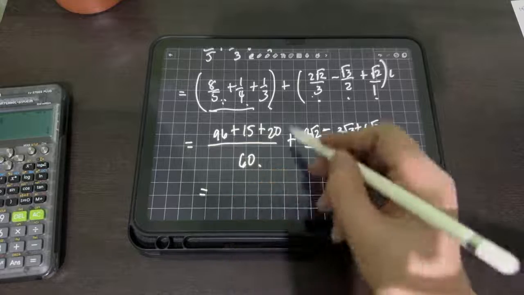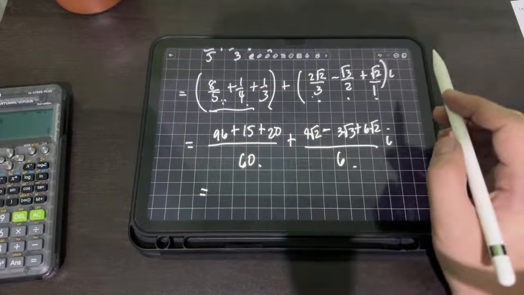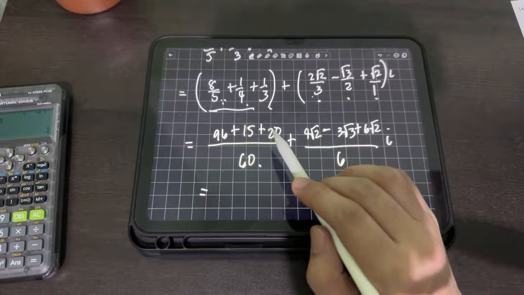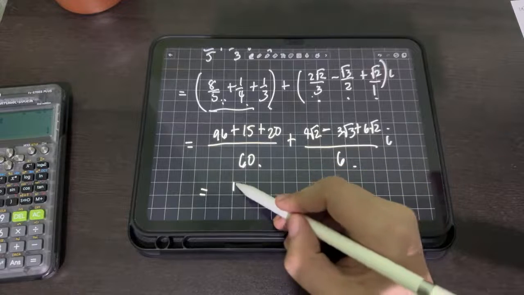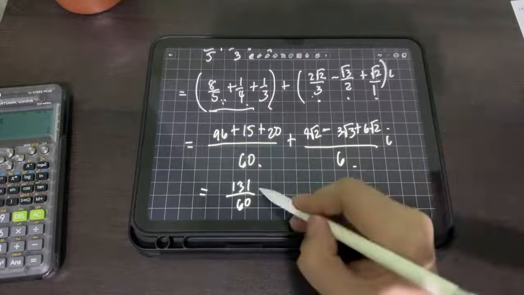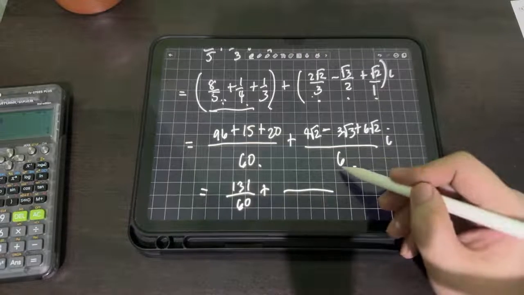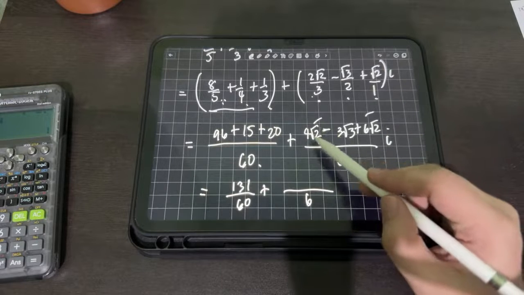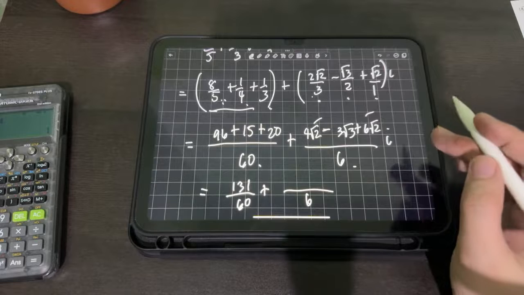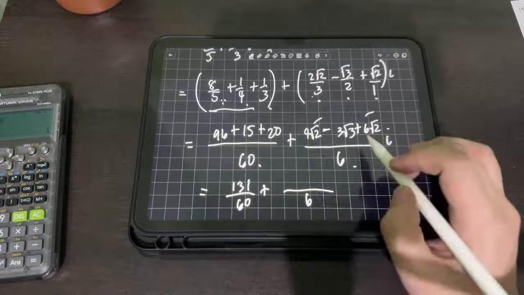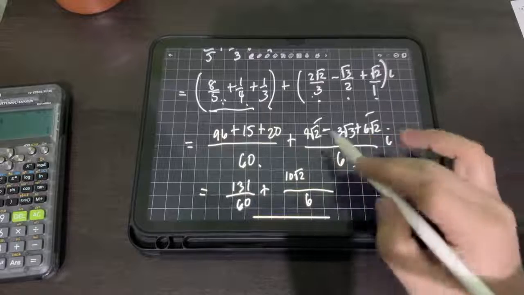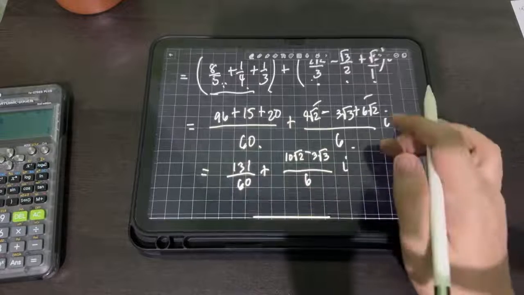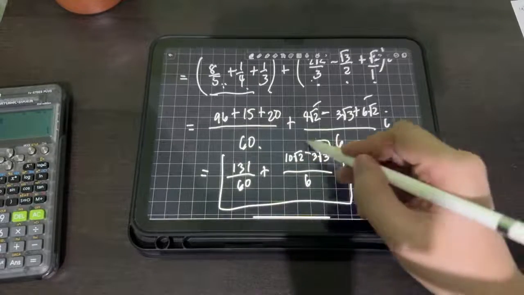And then we can still combine for the real part the numerators. They are all whole numbers. So 96 plus 15 plus 20, 131, okay, over 60, plus also here over 6 for the numerator. What we can combine is just this 4 square root of 2 plus 6 square root of 2. They are similar terms, right? So 4 plus 6, 10 square root of 2 minus 3 square root of 3, i. So this is the answer.